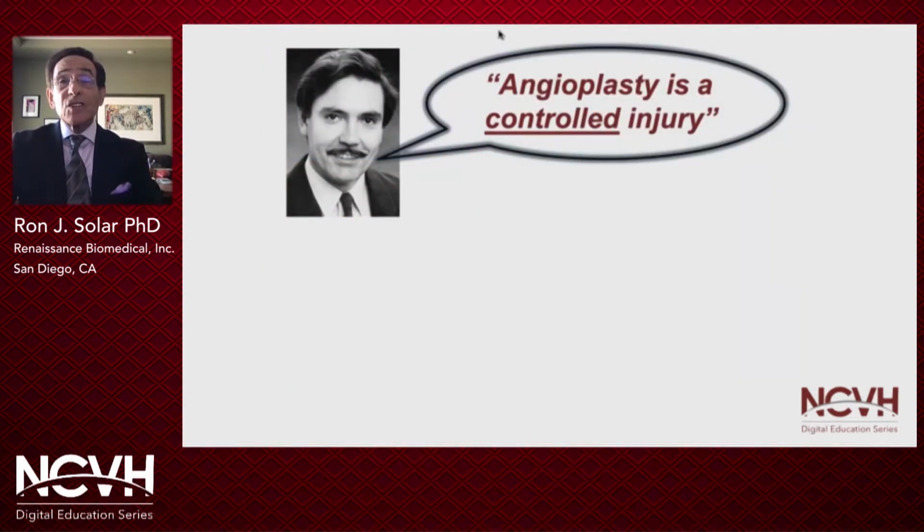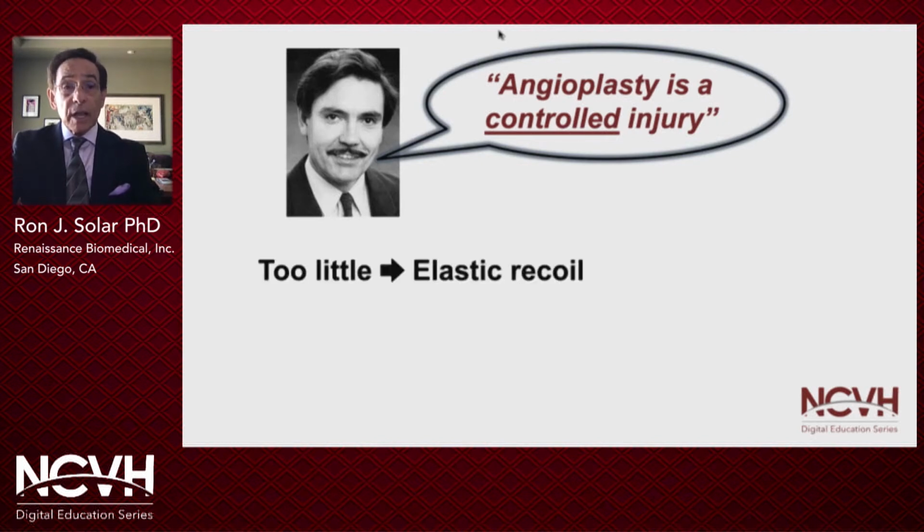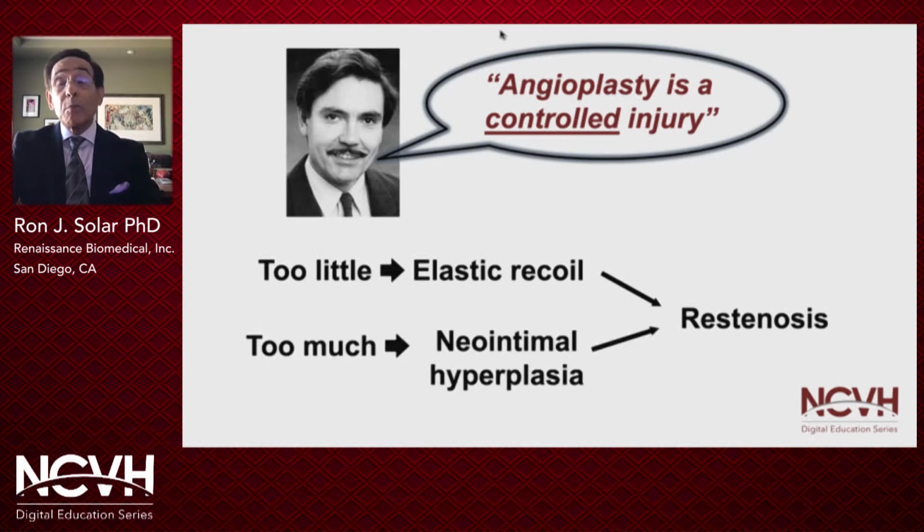However, angioplasty itself is a controlled injury, and you need some sort of injury to make it work. And this was also noted very early on by Andreas Grüntzig. Too little, and you'll have elastic recoil, and the vessel will result in restenosis. If you have too much injury, you'll have significant neointimal hyperplasia, also leading to restenosis.